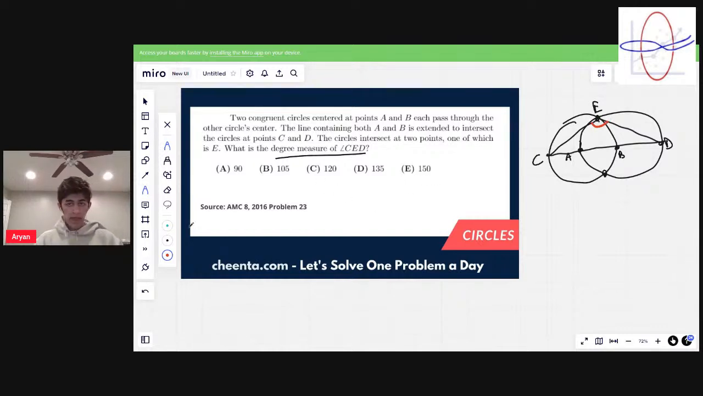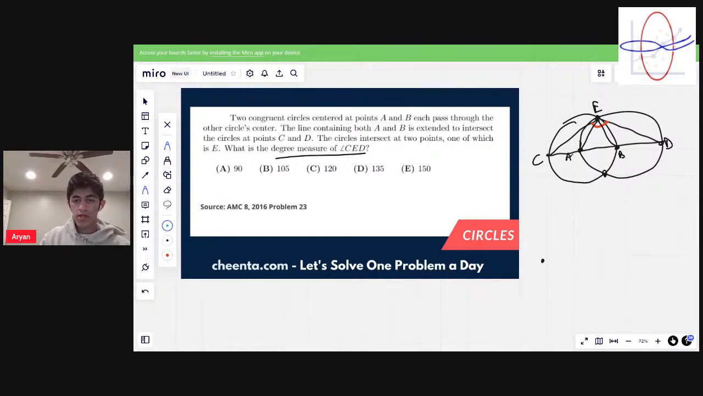Okay, so right away, if we think about this, we can see that we don't have a direct way to find CED. And I say this probably for every problem. When you have any circle problem, I like to connect my centers to important points. And in this case, AE and BE, right? Because now what this tells us is we've drawn two radii. And we know the two circles are congruent, which means they have the same radii.